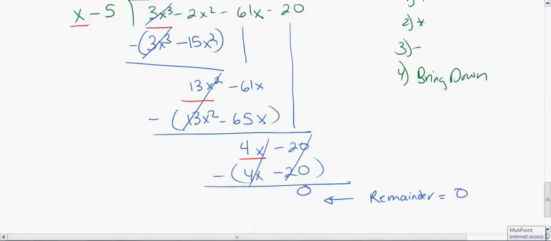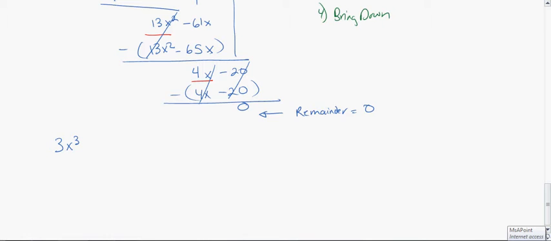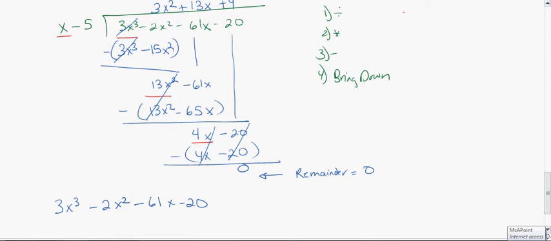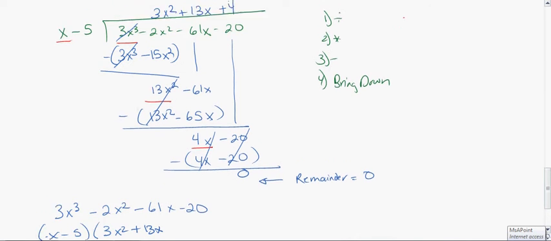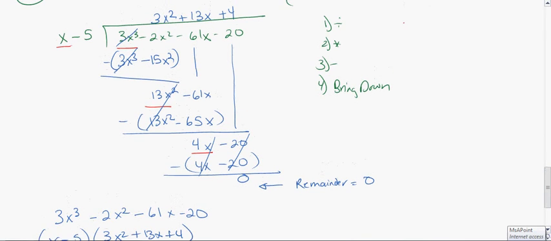Let's rewrite this polynomial. I started off with 3x cubed minus 2x squared minus 61x minus 20. And then I split it into x minus 5 times 3x squared plus 13x plus 4. So the second factor I'm getting from my answer.